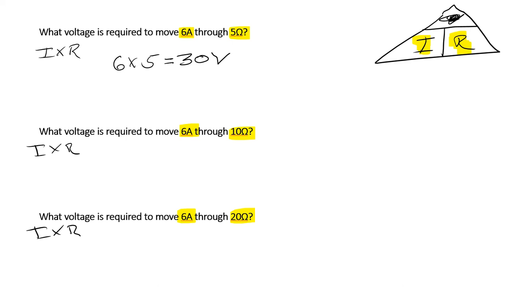All right, let's do the same thing down here. 6 times 10 equals 60. 60 volts, because I used my amps and my ohms. Down here, what do I got? I got 6 amps times 20 ohms. 6 times 20 equals 6 times 12, 6 times 2 is 12, and add the 0 onto it. That's 120. 120 what? Volts.